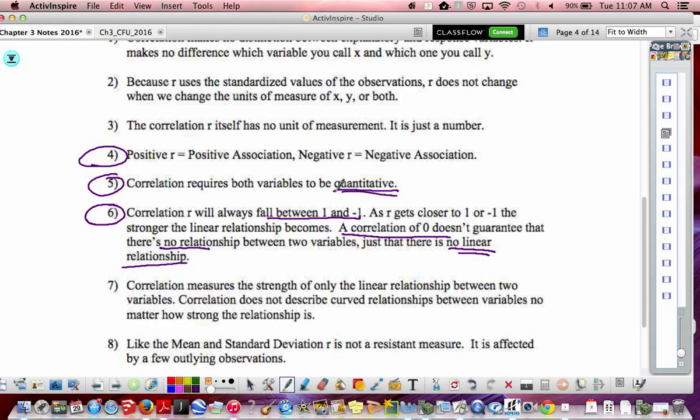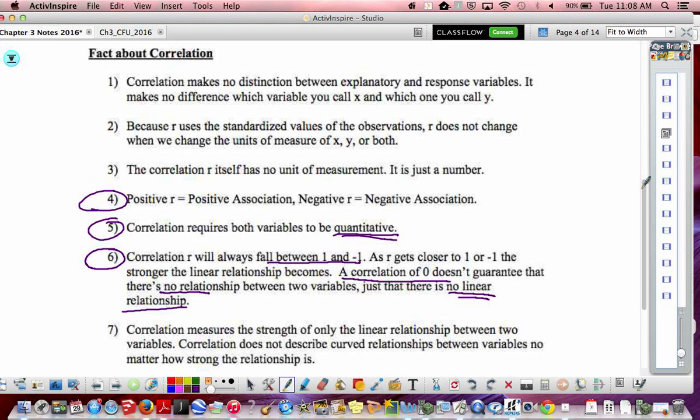Since the 2 different types of cancer treatments are actually categorical data, we could not calculate a correlation coefficient for it. Okay? Now, just to cover a few of these other things to know. Correlation has no unit of measurement. Unlike standard deviation, variance, or mean, it has no units attached to it. So it's just a number between -1 and 1.